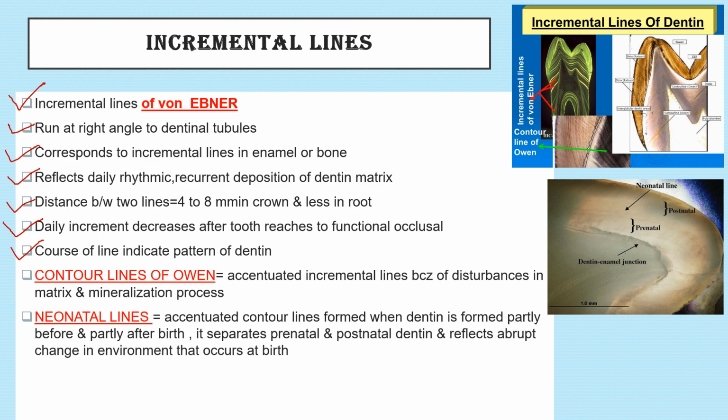Okay, as you can see here, this portion is dentin and this portion is enamel. And this is the dentinoenamel junction. As you can see, there is a very faint brown line here. That line differentiates or distinguishes prenatal and postnatal enamel formation, and it is known as the neonatal line.